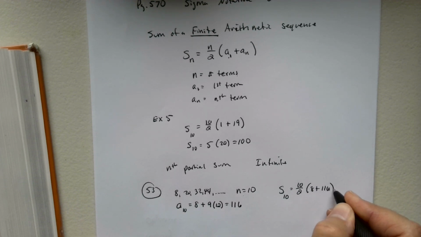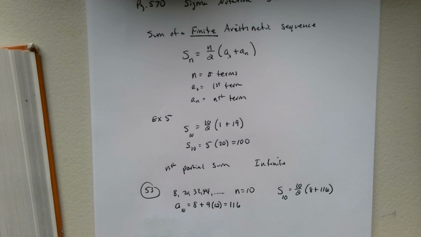So I'm going to put that over here: 8 plus 116. I'm going to add those together and multiply that by 5, and we're going to get 620. Of course, I like this problem because it makes you use your formula from yesterday as well as your new formula for finding the sum, or the partial sum, of an arithmetic sequence. Now again, this only works for arithmetic.